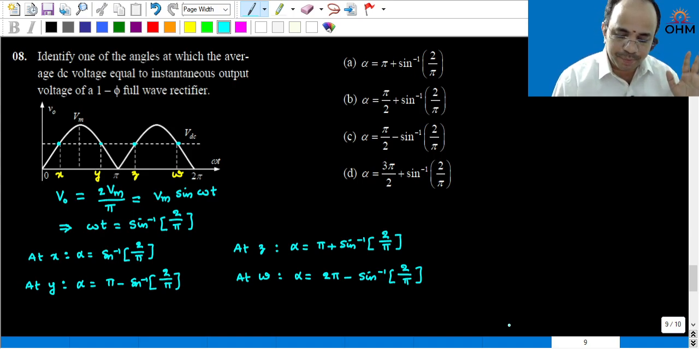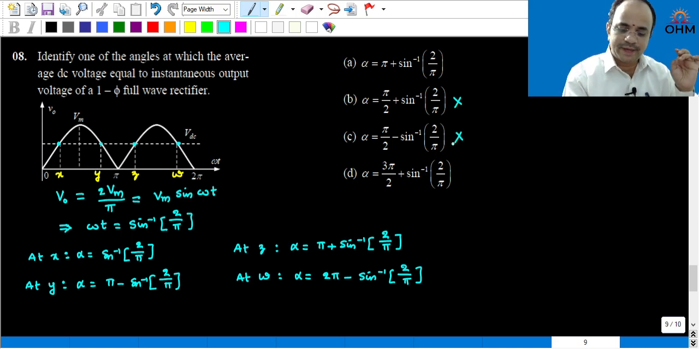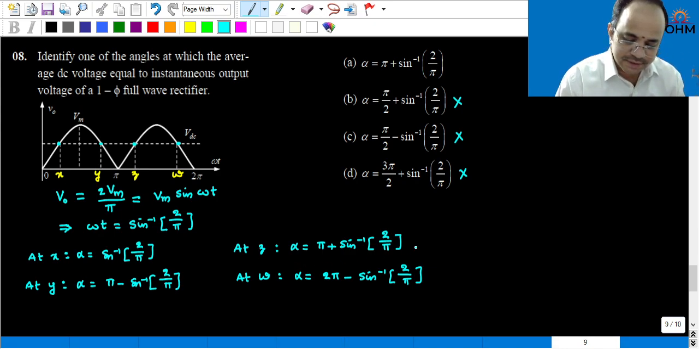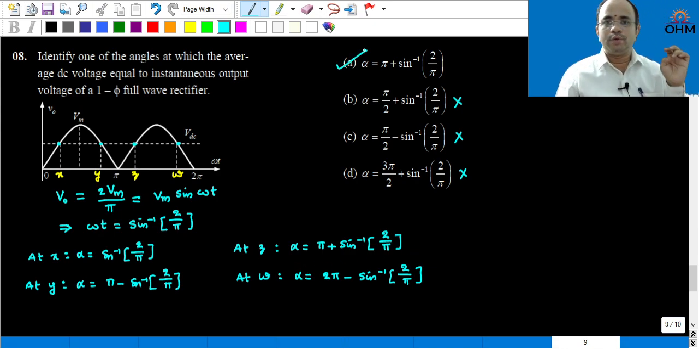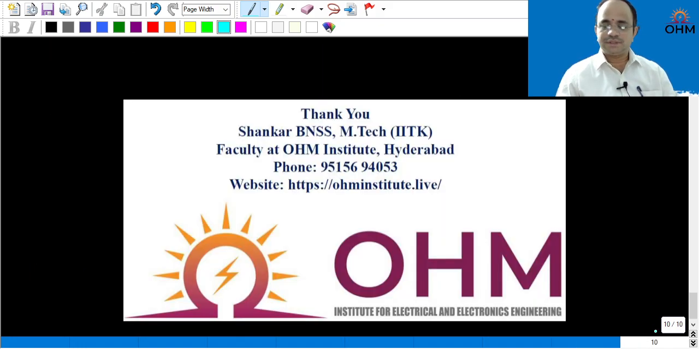Okay, pi by 2 plus sin inverse 2 by pi, rejected. Pi by 2 minus, that is also rejected. This is also rejected. So pi plus sin inverse 2 by pi, this option can be matching, right? So these are the questions given in the last year exam, TSSPDCL 2023. Now more PYQs I will upload on our YouTube channel. Please watch in that.